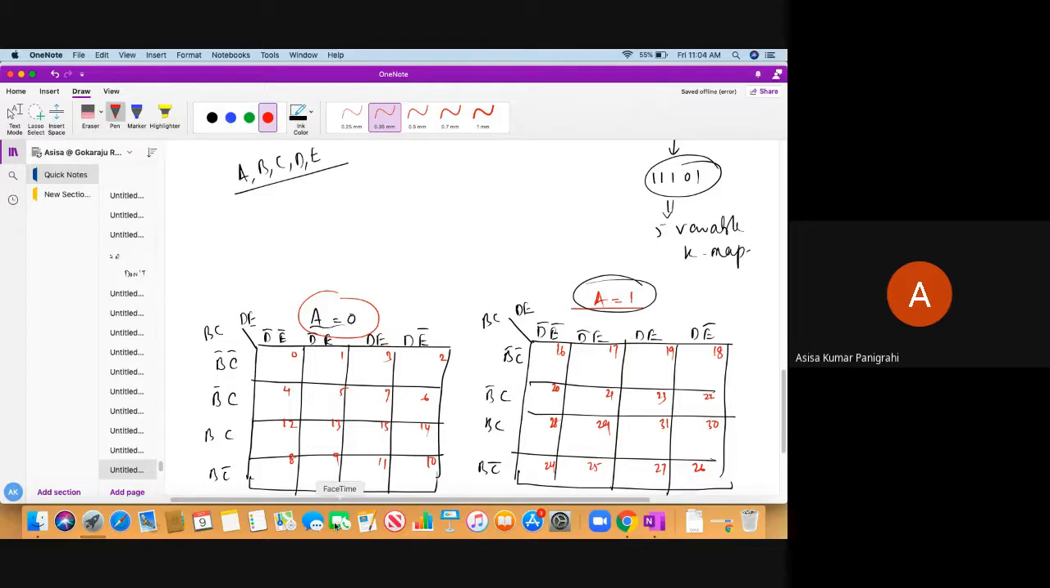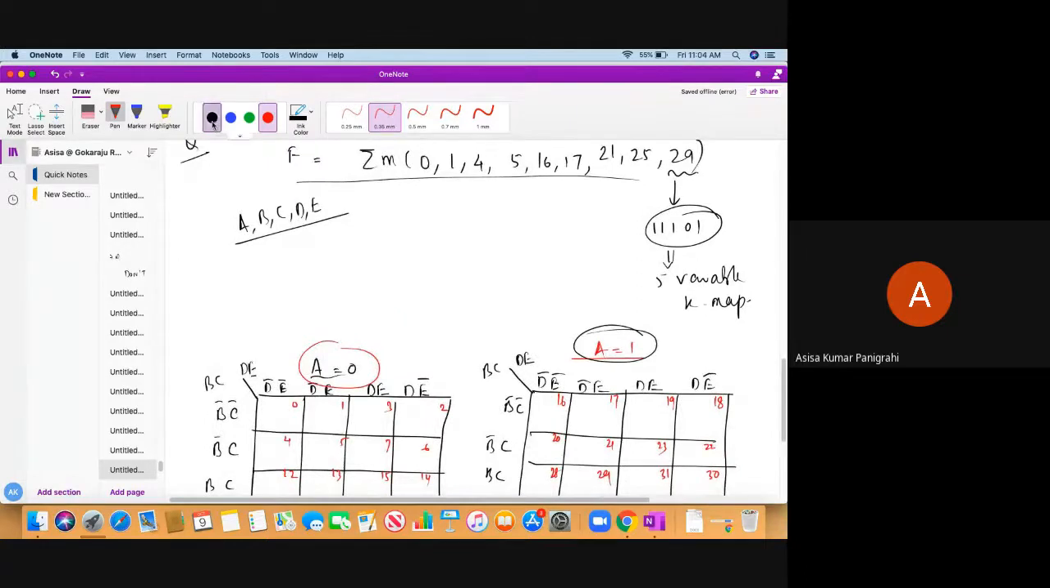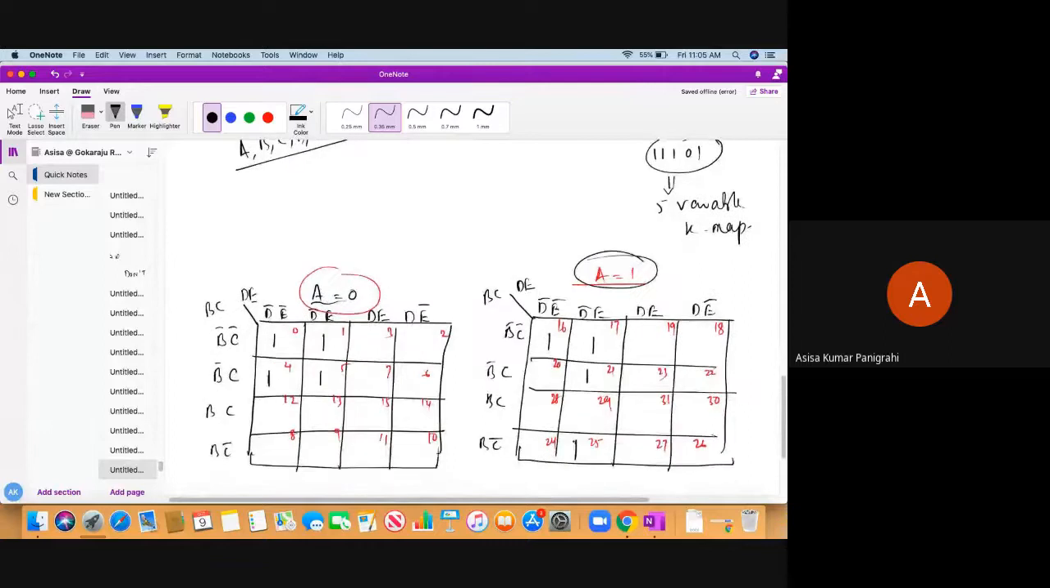Now put those values. What are the minterm positions given here? 0, 1, 4, 5, so I can put the values over there. 0 is present, 1 is present, 4, 5, 16 is present, 17 is present, 20, 21, 25 is present, and 29 is present. Where is 29? Here. Any other? No. If not present, obviously all are zeros. You can put zeros over there if you want.